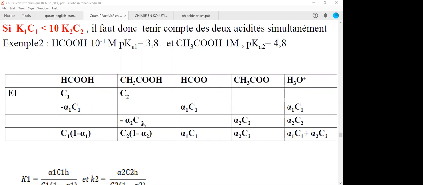So the number of moles that remained for this acid is given by C1 times (1 minus alpha 1), and this is the same for the other. Our main aim is to find the total number of moles of H3O+. So it will be the number of moles of H3O+ from acid 1 plus the number of moles of H3O+ from acid 2. That's what we have: alpha 1 C1 plus alpha 2 C2.